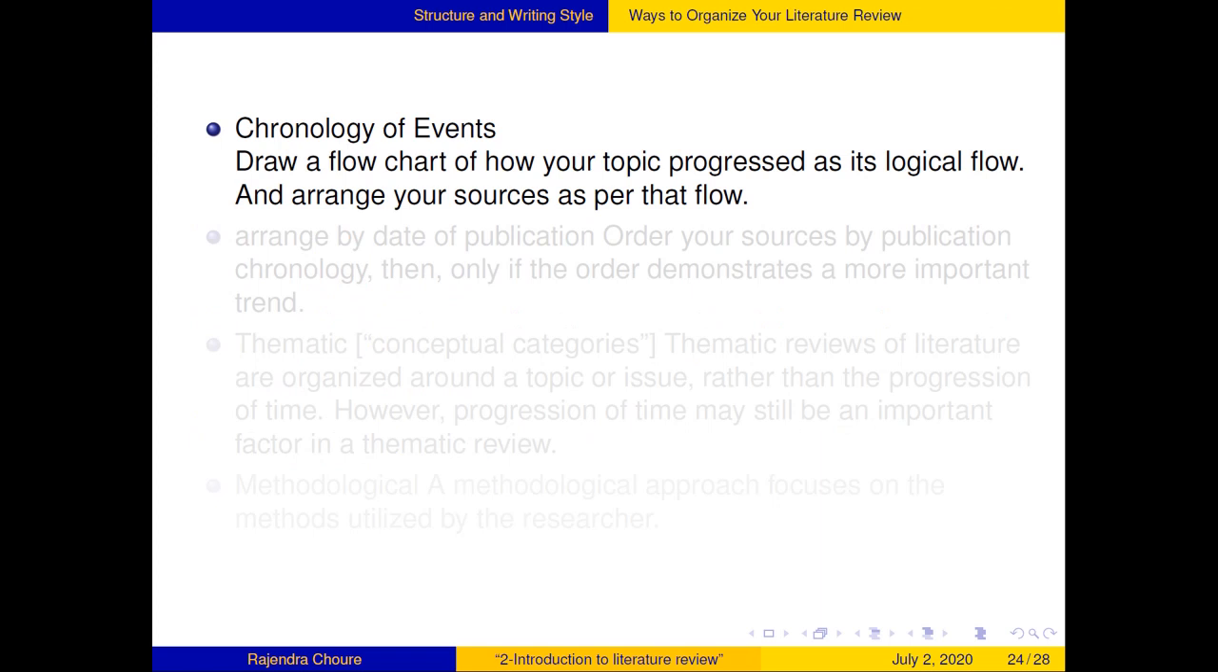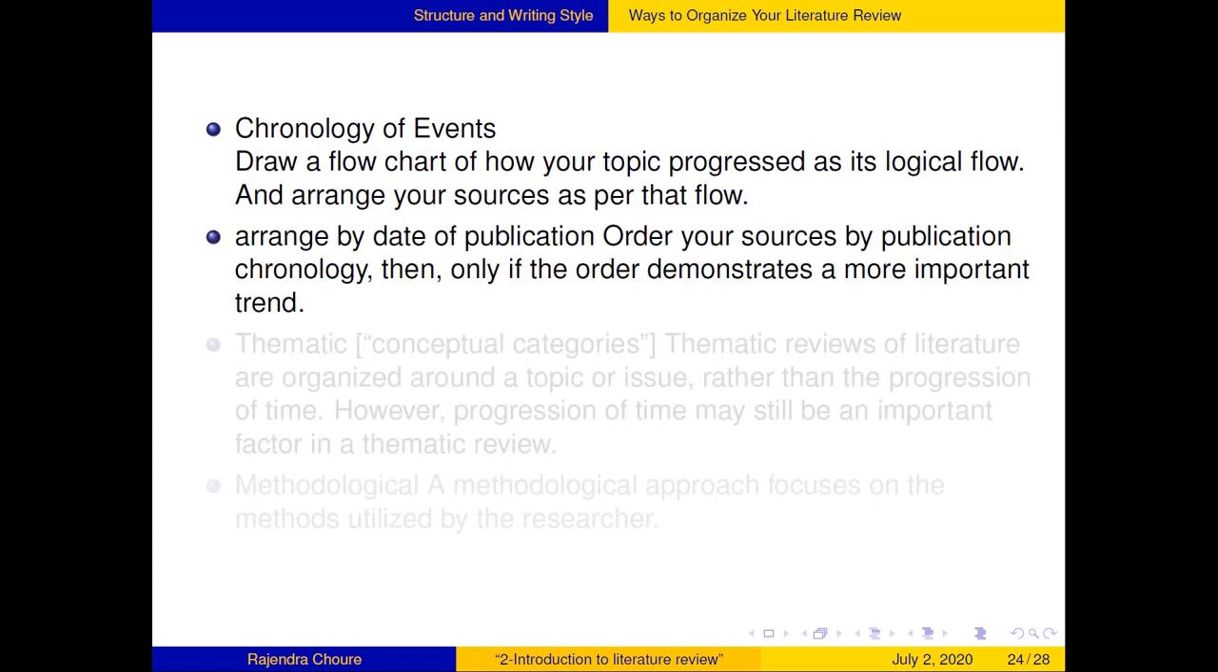Then, to start writing, you can draw a flow chart of how your topic progresses in its logical flow, and then arrange your sources as per that flow. This is a very good tip to start working. Draw a flow chart, then note down your articles or material there, and then iteratively go on arranging that. You can arrange by date of publication also, and then the order will demonstrate the more important trends, how that particular topic is evolving through time.